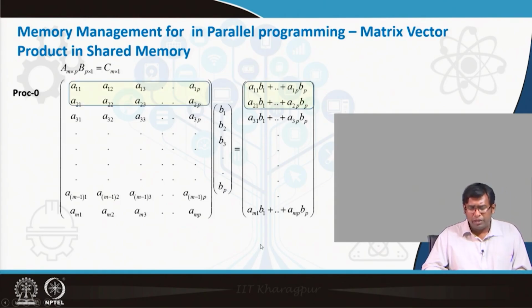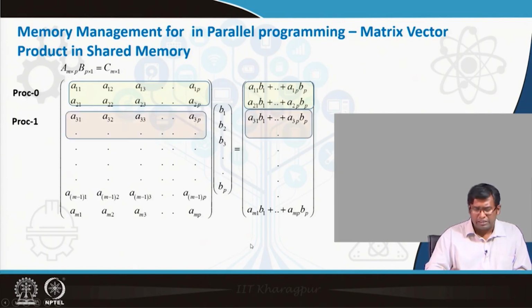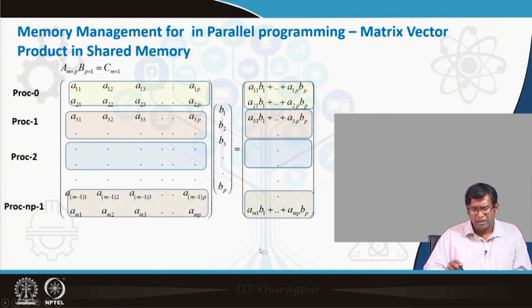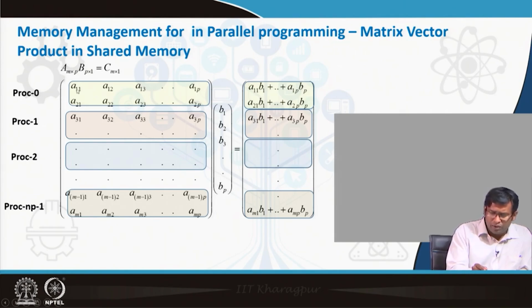If in shared memory, the first processor operates on the first row of the A matrix and gets the first row of the product vector. The second processor works on the second row of the A matrix and gets the second row of the right hand side vector, and so on. So, all the processors know the B vector, all the processors know the entire matrix, and all are using the same B vector, operating only on the rows allocated to them and writing the rows here.